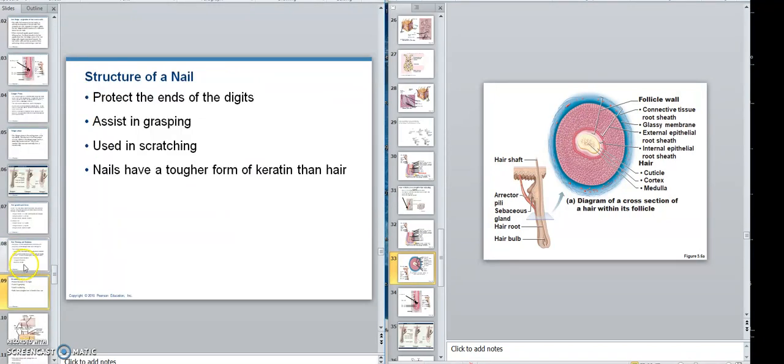Now we'll go to the nails. They protect the ends of the digits, assist in grasping things, are used in scratching, and so forth. Nail keratin, like I said, nails are a modified form of skin, but the keratin in nails is tougher than the keratin in skin because of more disulfide bridges.